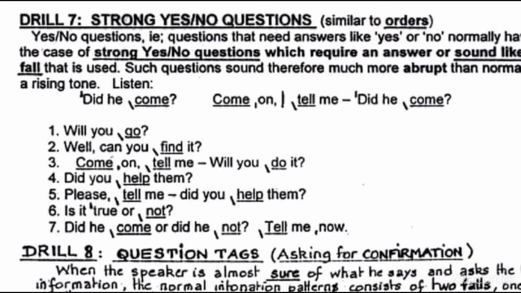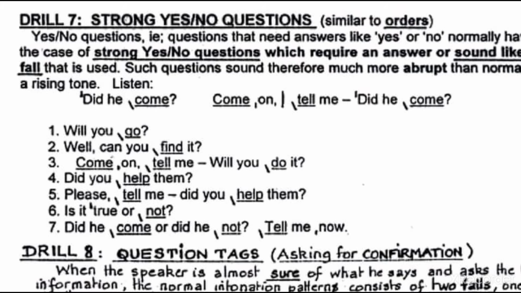3, come on, here it's an order. Tell me, an order. Will you do it? Here it's a strong yes-no question. It is a yes-no question in form, but it means an order. Will you do it? Number 4, did you help them? I'm not asking them a normal yes question, but I'm ordering him to answer me. Did you help him or them? Number 5, please tell me, an order, did you help them? It is a strong yes-no question and it is on help.